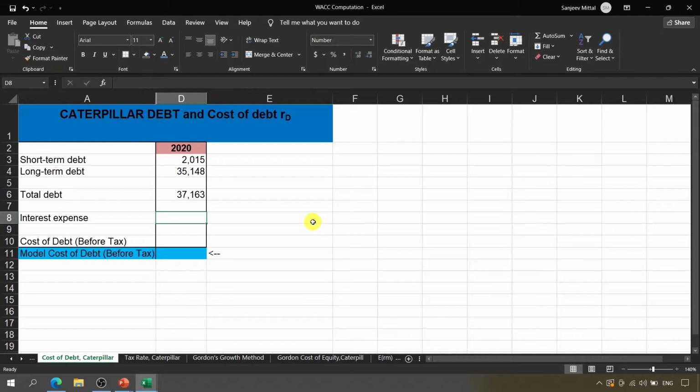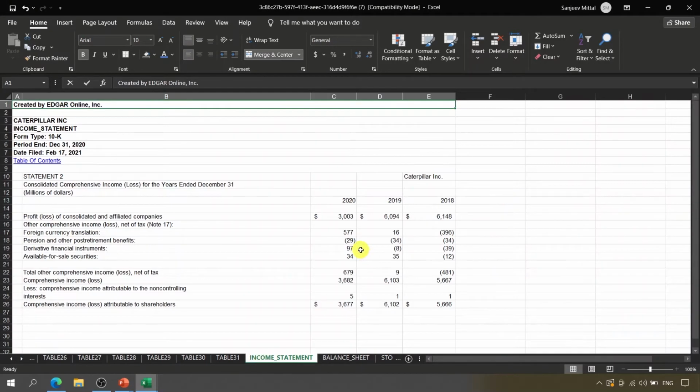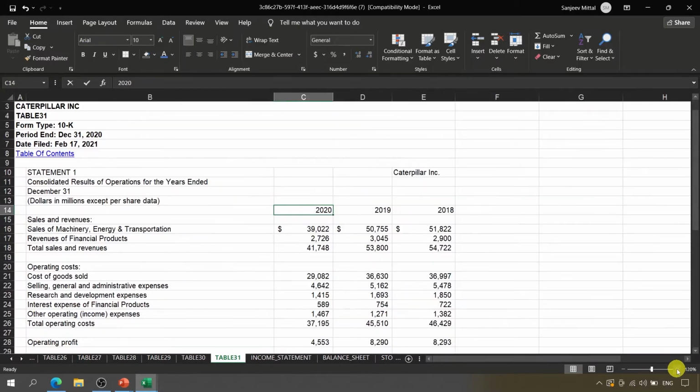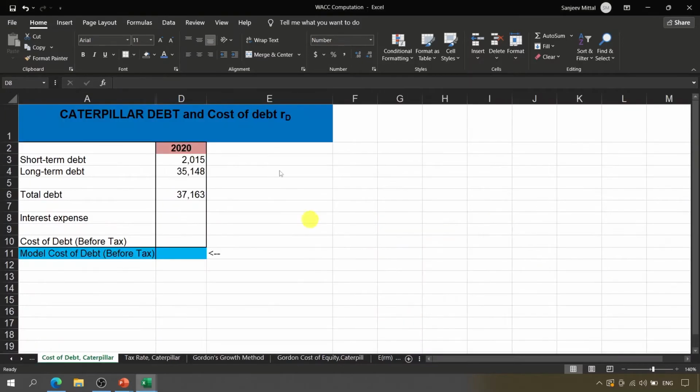Now, after that, we shall go and try to find out the interest expense for the Caterpillar Incorporation. For that purpose, we shall simply go to its income statement. And inside the income statement, this is not the income statement. I think that they have provided the wrong linkage here. This is the income statement for the year 2020, as you can see here. Inside the income statement of 2020, if we go, we can simply find the interest expense of the company for the year 2020 as 589. Now, if we show these numbers are $589 I have written.